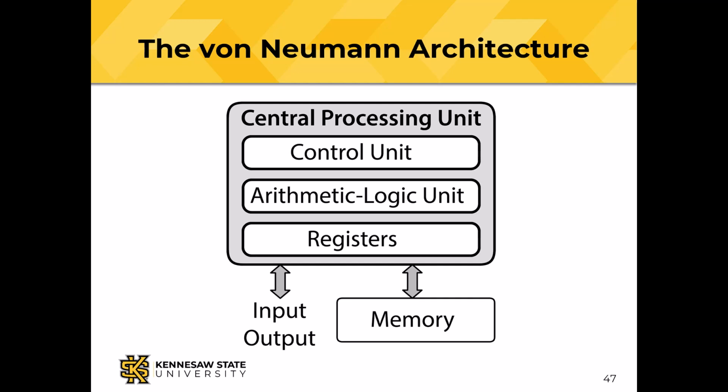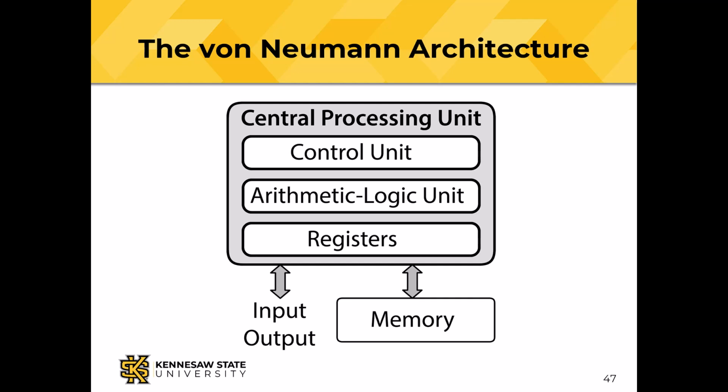This is the central processing unit, or CPU, there in the middle, that rounded thing that's gray and labeled central processing unit. The central processing unit itself has several components: a control unit, an arithmetic logic unit, and registers. Registers are small, fast memory that hold data that's being used at that moment by the CPU.